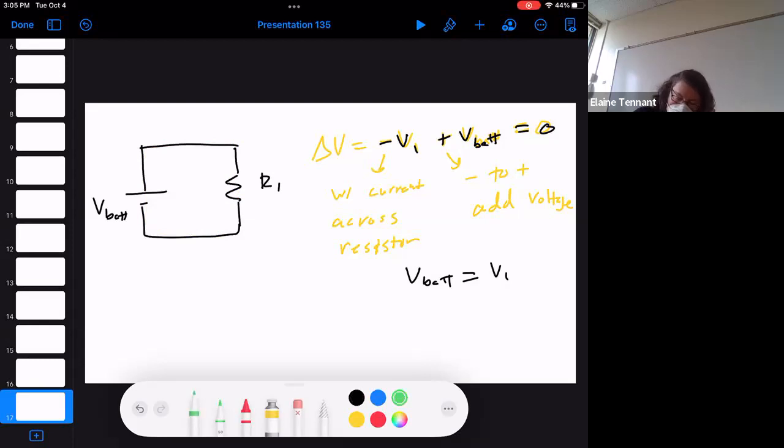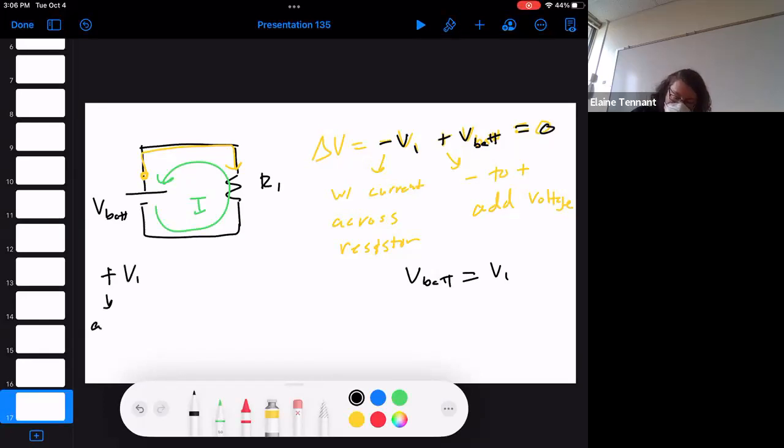What if I had set the current to be that way? Okay, so let's look at this. I'm again going to start here. I'm going to start going around, but then I'm going to hit this resistor. And now I'm not going with the current, I'm going against the current. And so I'm going to add it.